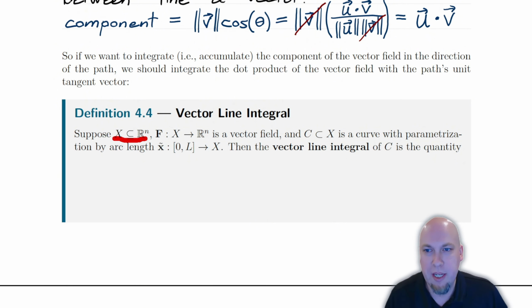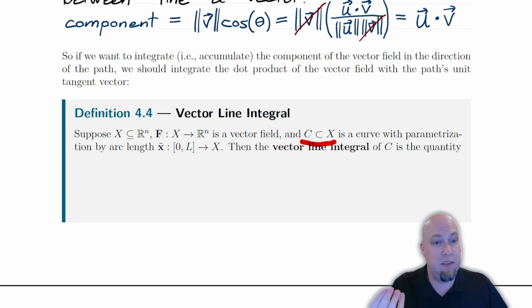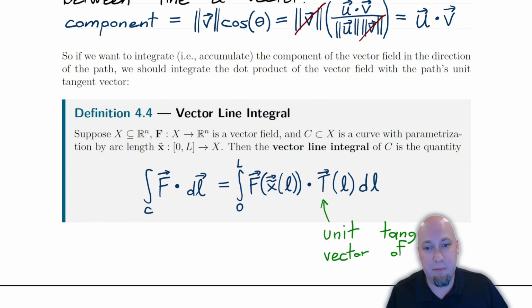Suppose you've got some domain in n-dimensional space, you've got a vector field acting on that domain, and you've got some curve living inside the domain so that the vector field is defined on it. What we're going to do is parameterize that curve by arc length. I'll talk about why in just a second, but we know we can always do that. Then the vector line integral is defined to be this quantity here.